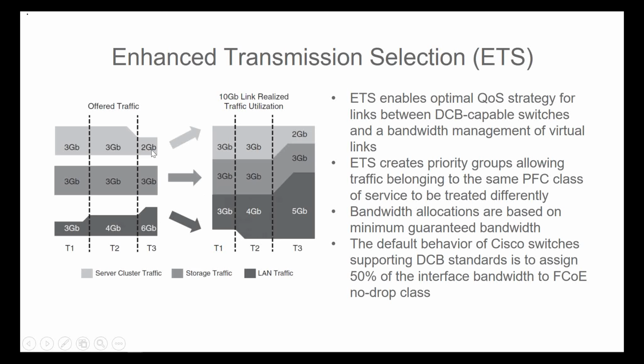On the third one, the server cluster traffic drops to 2 gig, the storage traffic remains the same, but the LAN traffic goes to 6 gig. We still get the full 3 gig available for storage, and we only consume 2 gig for the cluster. Even though it's a 10 gig link, the LAN traffic, although guaranteed 4, can go to 5, not to 6. It can go to 5 because the other two were guaranteed 3 each, and one of them didn't use its full share, so it'll just equal 10, and it'll consume whatever is available in its class. The default behavior of Cisco switches supporting DCB standards is to assign 50% of the interface bandwidth to the FCoE no-drop class.